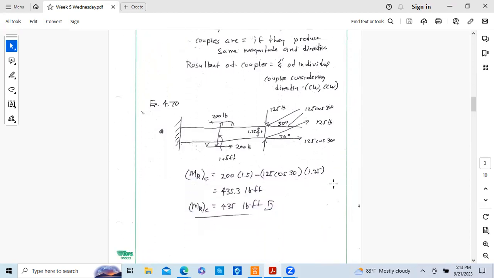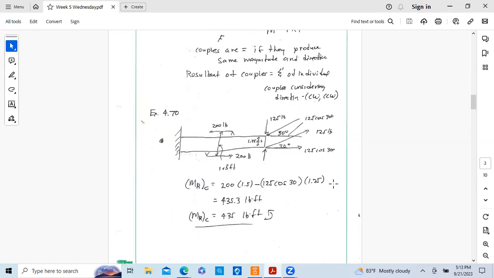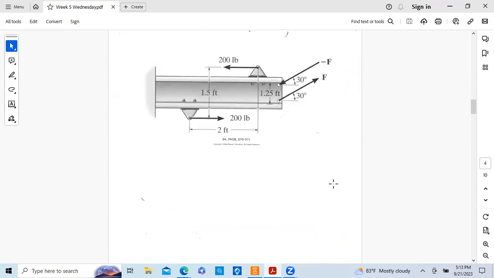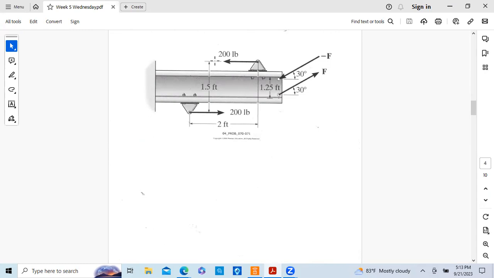Okay, this is going to be the example of the problem that I want to take a look at. All we want to know is there are two couples acting on this structural element. There's a 200-pound couple, distance of 1.5 feet. And there's a couple here, force F, and there's a magnitude on F.